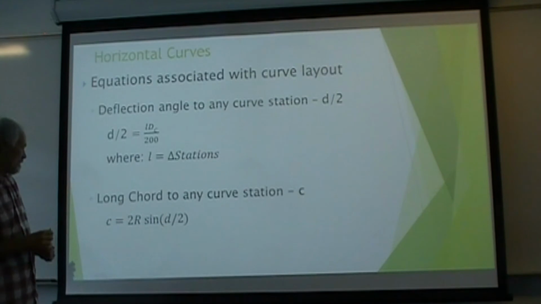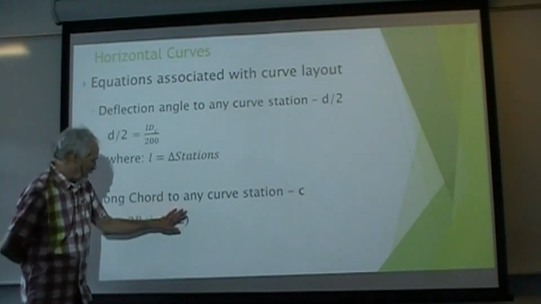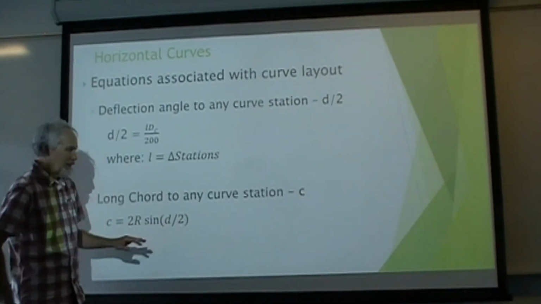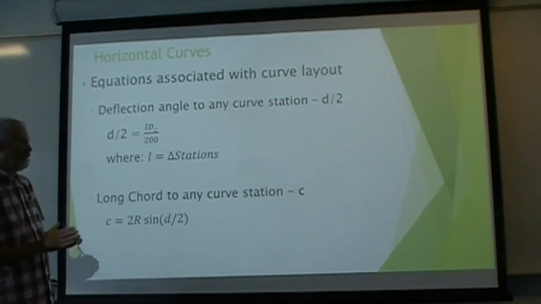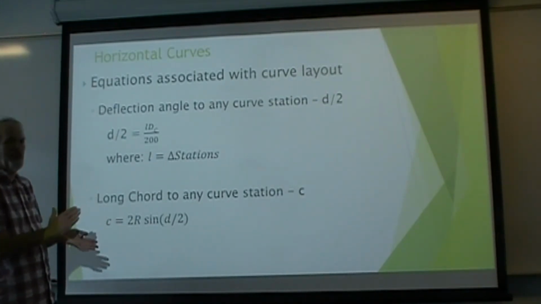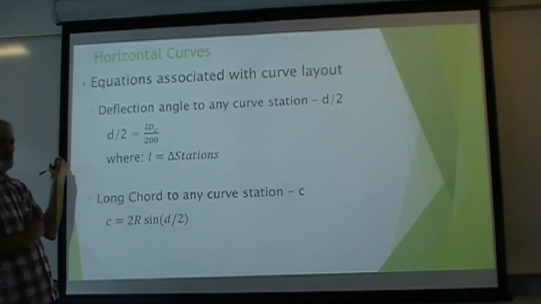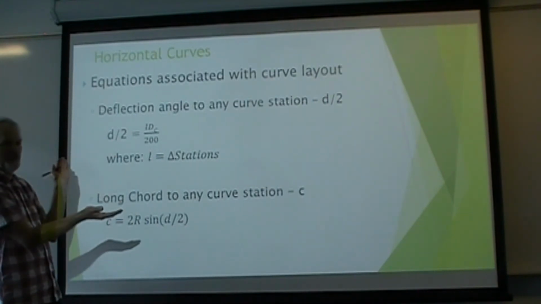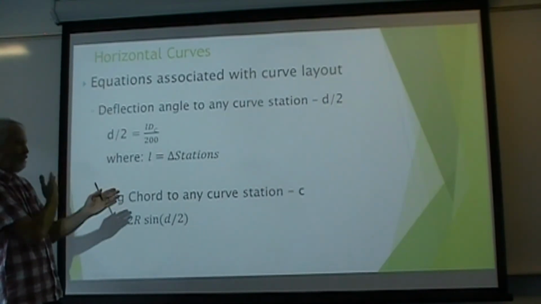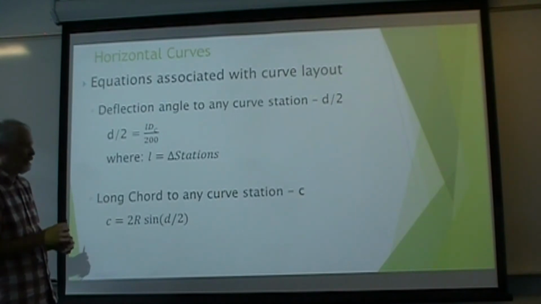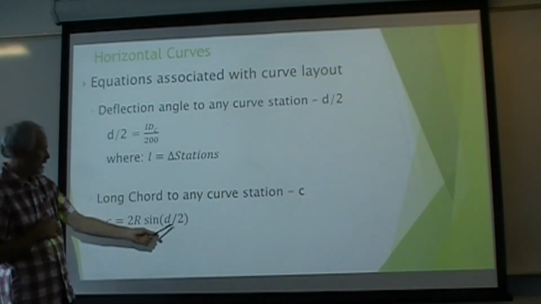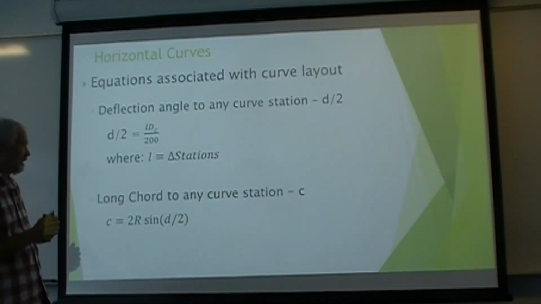For the short chord, this is basically the same equation, but the difference is that we're calculating what's called a deflection increment. So that's just the difference between 2 deflection angles. So if I'm going from station 20 plus 50 to 20 plus 75, the difference in those 2 deflection angles will be my deflection increment, and that's how I calculate the short chord between those 2 stations.